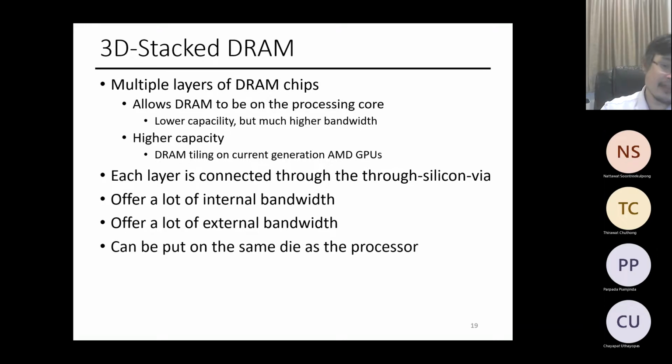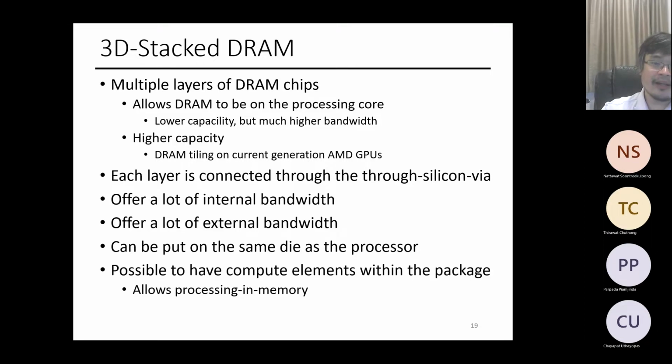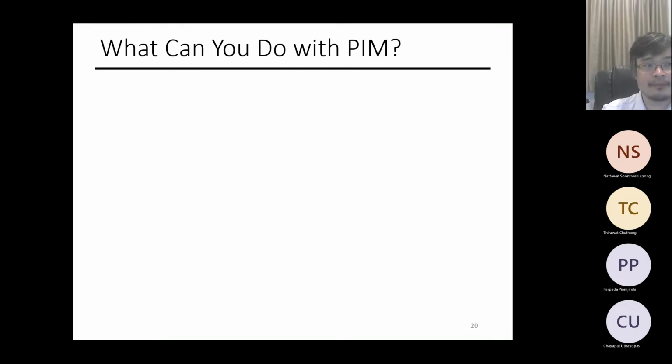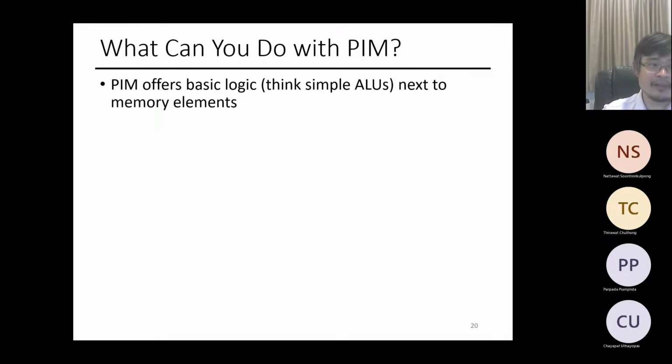It can be put on the same die as a processor if you will. So the bottom layer can process the data, and it allows for processing in memory, which means that, for example, now you can have basic ALU elements in there, right?